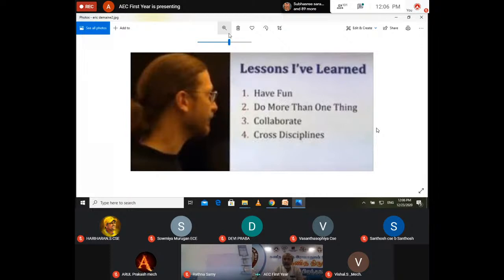So next, collaborate. Don't do the research only for yourself. Always collaborate, because just like you, other people also have ideas. That's why collaboration means you can achieve a speedier result. Then cross disciplines. Always, you have to cross over from one discipline to another. That is the kind of science made nowadays.